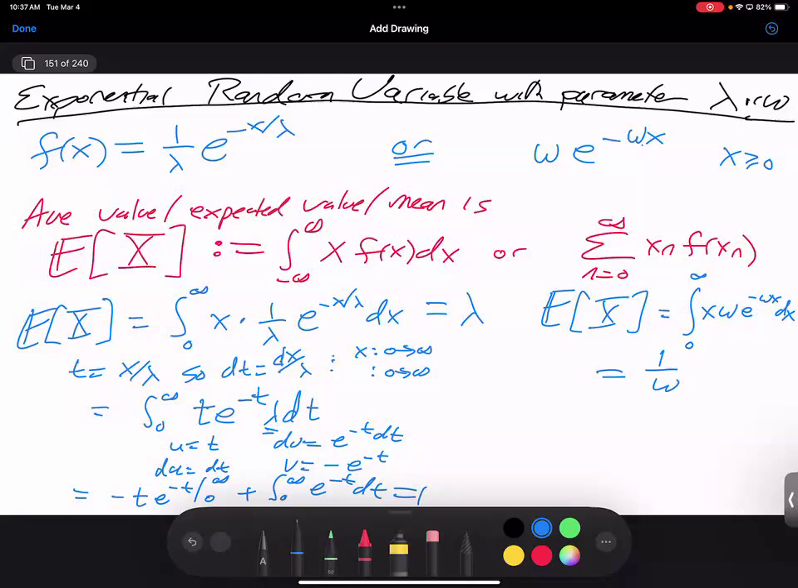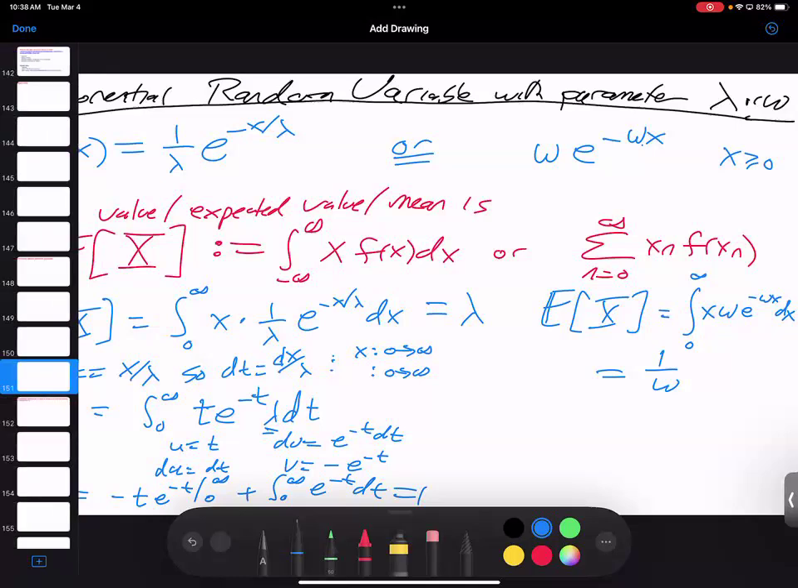I'd like the parameter to be the mean, right? That's why I prefer the first one, because in the first one, I'm looking at x over lambda. Lambda is the mean. In the other one, there's no division. I get omega times x, but now omega is actually the 1 over mean parameter. And so this is why I actually prefer the first. Okay.